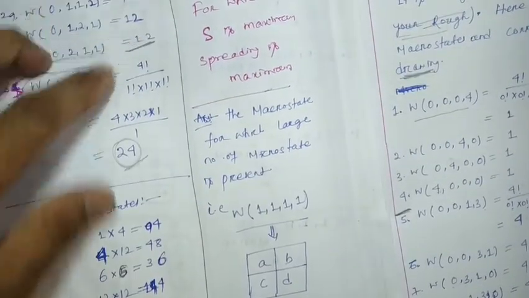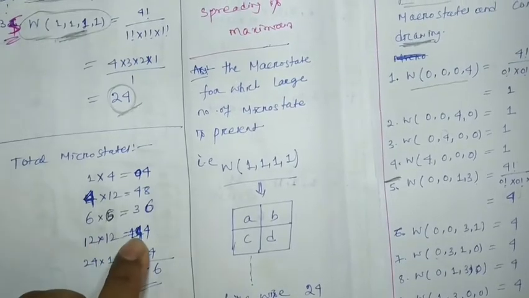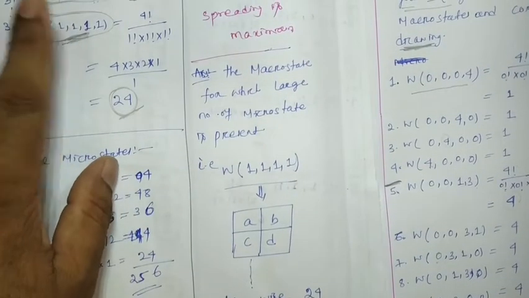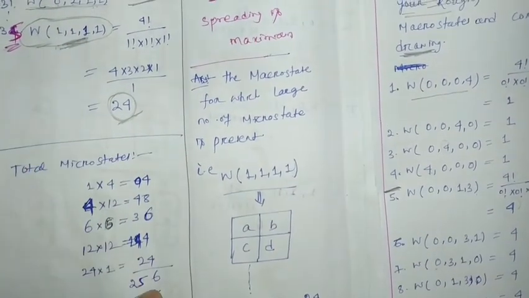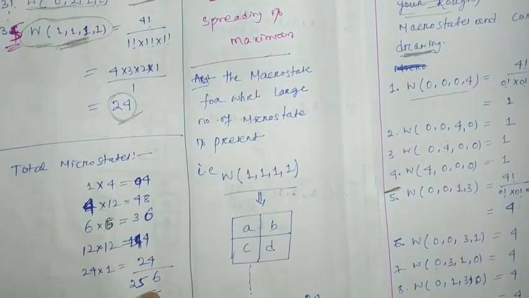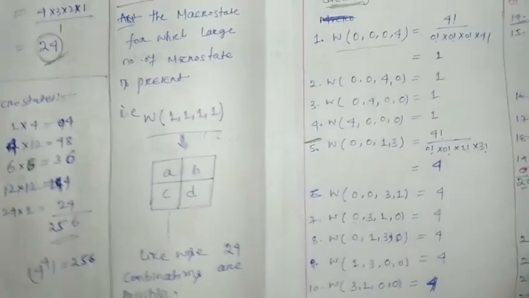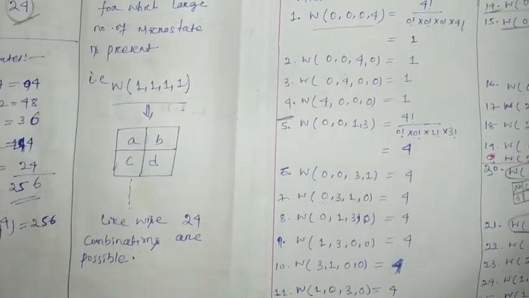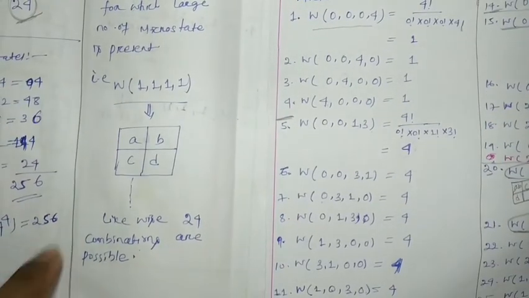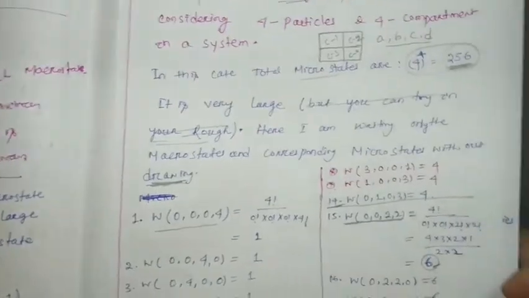These are 4, 12. So 12 times 12 equals 144. Then the last one is 24. So the total is 256 microstates. Generalized, it will be 4 to the power 4, which is also 256. Now these are the macrostates we have just written.